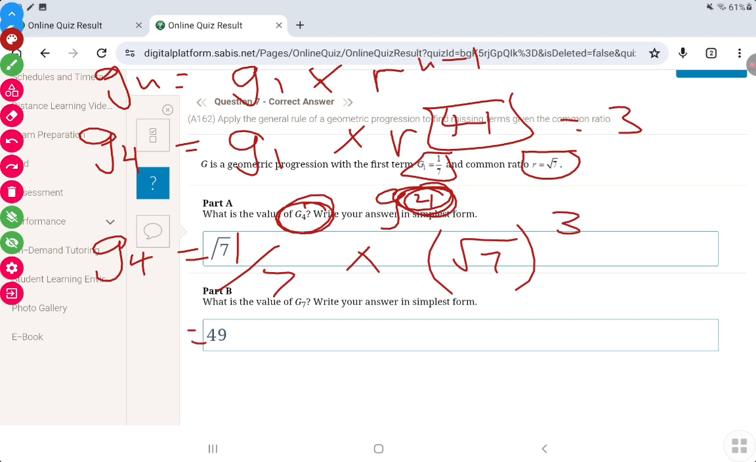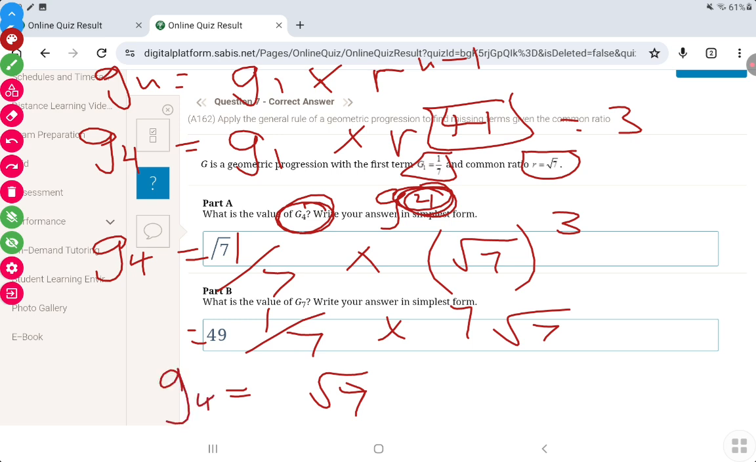So put it into the calculator. Radical 7 to the power of 3 is 7 radical 7. So 1 over 7 times 7 radical 7 is radical 7. So G4 is equal to radical 7.